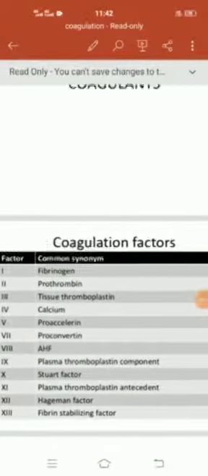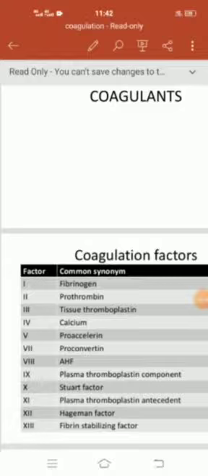So dear students, I'll be taking a class on coagulants. So what is coagulation? It is a process that is involved in our body to bring about clotting, to prevent the bleeding from our body through the cuts or the injuries. It's also known as hemostasis.